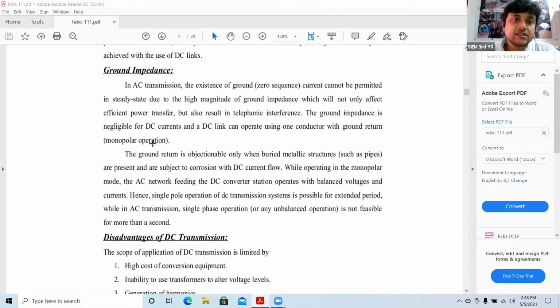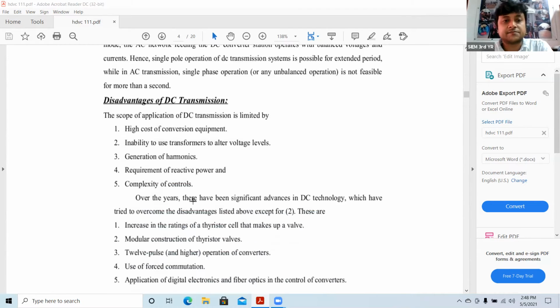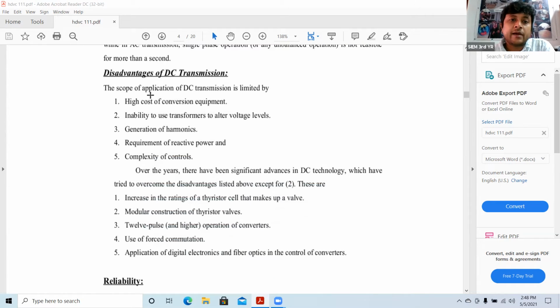Now, the ground impedance, this thing we also did in terms of the ground lines regarding the sea levels. Now, what is the disadvantage of DC transmission? The scope of application of DC transmission is limited by high cost. On the last day we discussed about three disadvantages, but I have found out all those disadvantages from different books, PDFs and different internet files. So we have all concluded this.